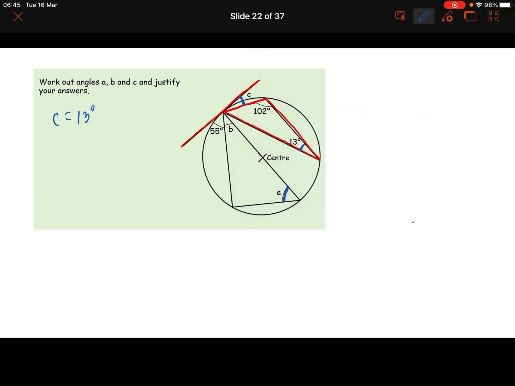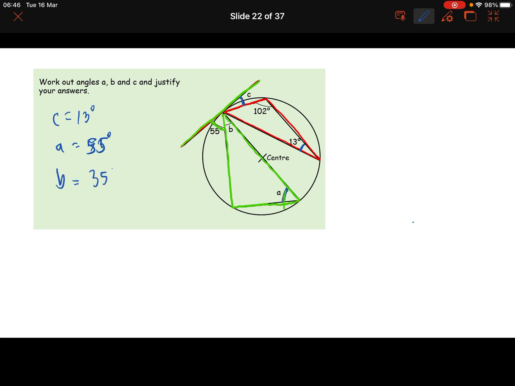What else do I need to know? I can also see I've got a different triangle here, meeting a tangent at the circumference. So it means this angle here is the same as A. So I know A is equal to 55 degrees. So all I've got to do is find B. Well, very easy. B is going to be 35 degrees.